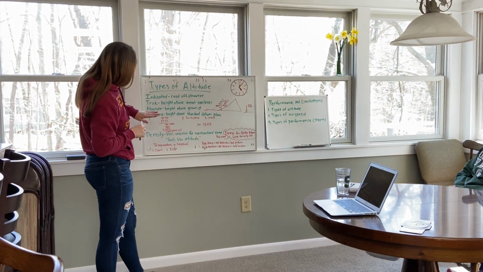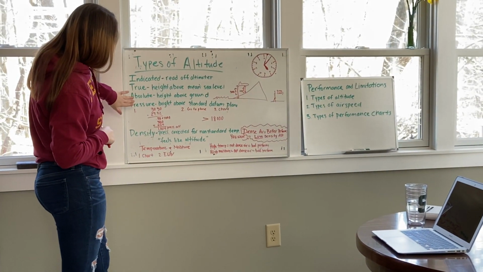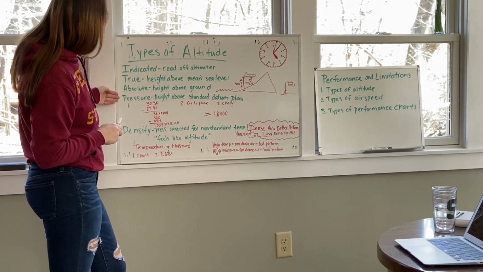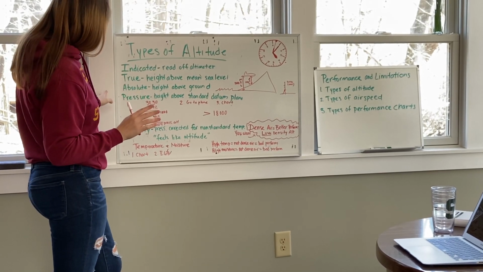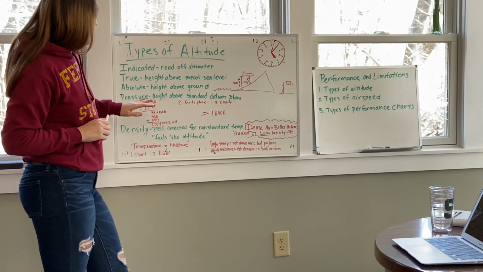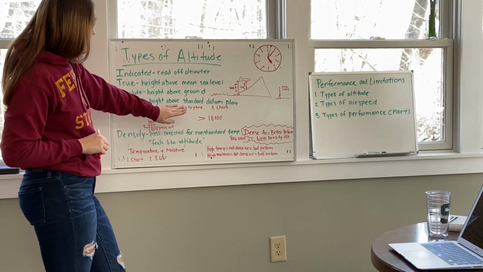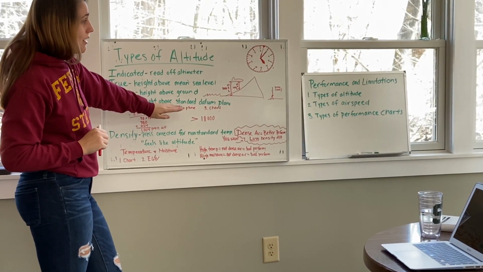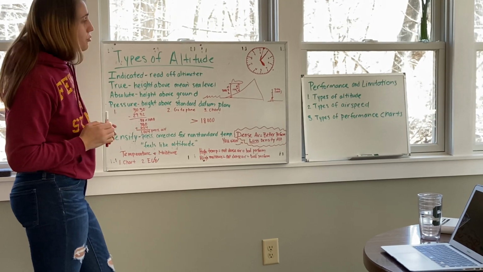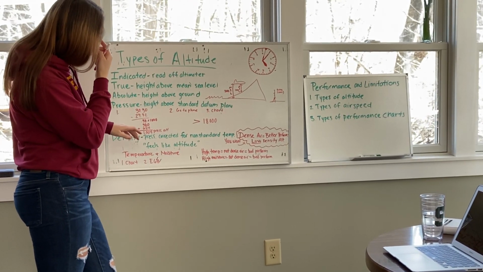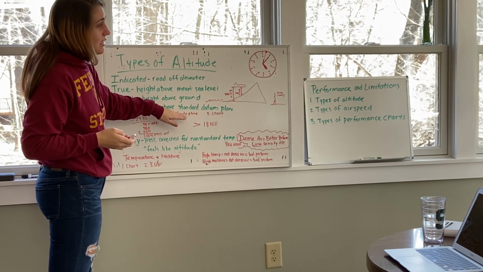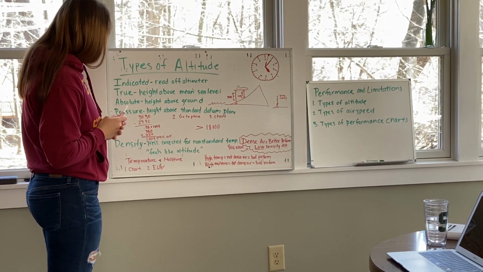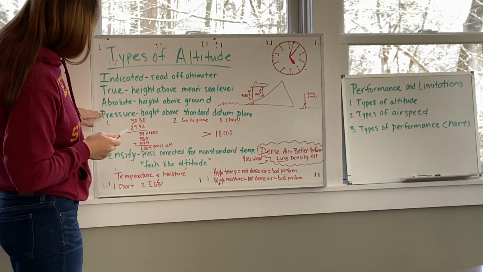Okay, so true height above mean sea level and absolute height above the ground. Next, we're gonna talk about pressure altitude, which can be a little bit confusing, as well as density altitude. But pressure altitude is your height above the standard datum plane. So that's just like a theoretical level at sea level where the standard pressure is 29.92 and 14.7 psi, or pounds per square inch.